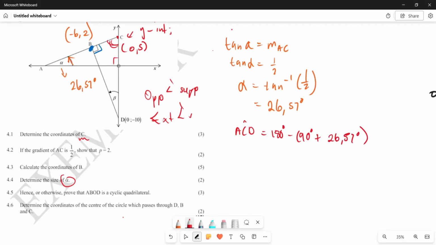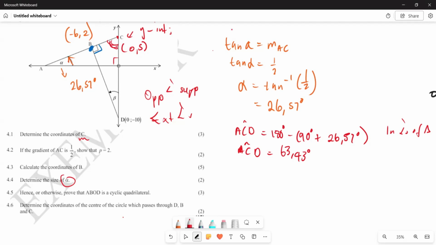And as you are doing that, the reason from here is interior angles of a triangle. Can you see that? And then which means your ACD is going to be the same as 63.43 degrees. Can you see that, right? Then that's basically going to be your angle of ACD.